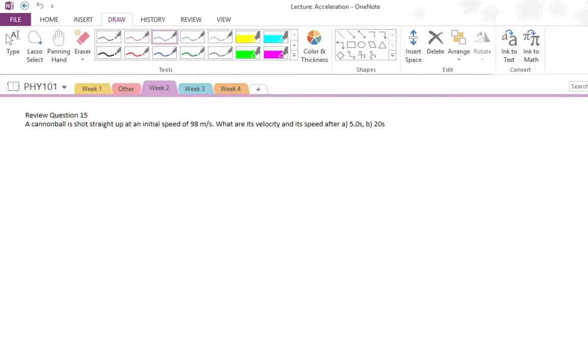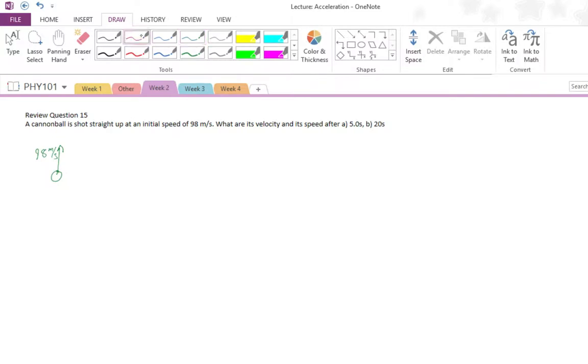So a cannon is going to be shot straight up, and so what is the acceleration that's going to be acting on this? After the initial shot, the only acceleration that's acting on it is going to be the force of gravity. So let's go ahead and draw our cannonball here. And so initially the velocity vector is going to be going up at 98 meters per second. So that's our velocity vector.